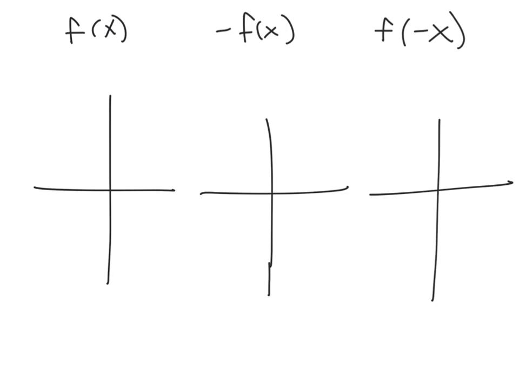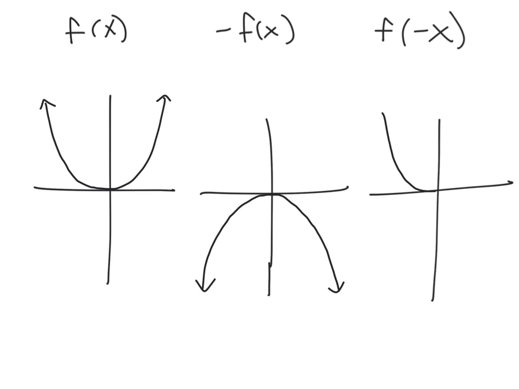If we allow the coefficient in front of the function to be negative, then our parent function is going to be flipped upside down. So negative f of x for our quadratic parent function is going to be an upside down parabola. If we have the negative inside the parentheses, however, the graph is going to be the same. What this does is reflects the graph about the y-axis.